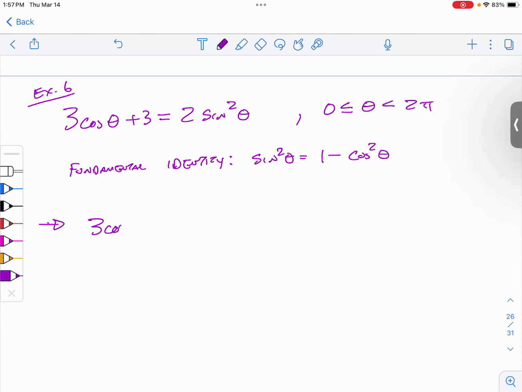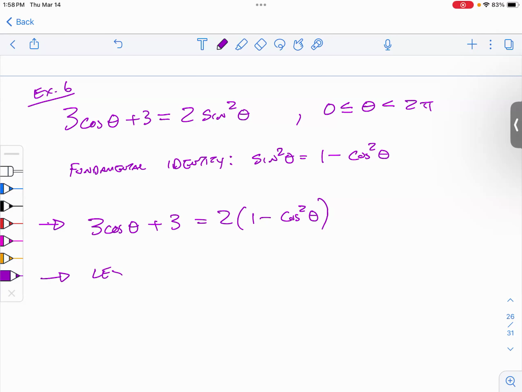Now this becomes 3 cosine theta + 3 = 2(1 - cosine squared theta). And this is when we're solving, right? This is a different thing than when we're establishing identities. When you're solving, you want to get it down to one trigonometric function because I don't want to make multiple graphs. A lot of times the zero product property doesn't work if you have two graphs. Sometimes it does, but it has to be perfect. Once I have everything in the same one, I can already see this is quadratic and probably factorable.